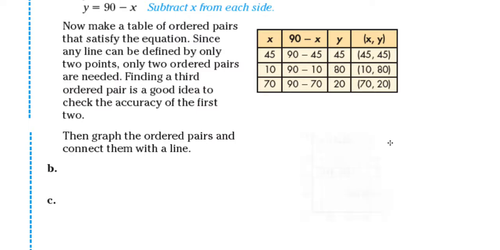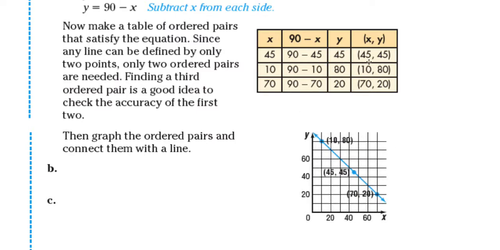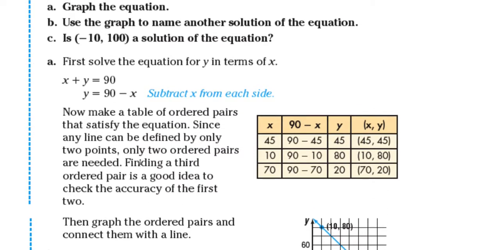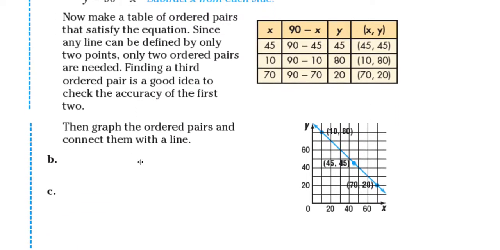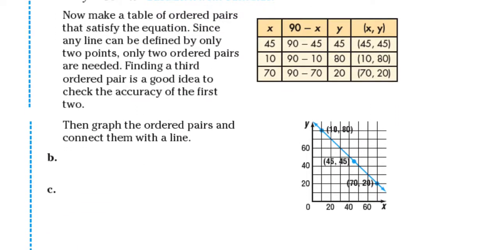Okay, so we have 45, 45 right here, 10 and 80 right there, 70 and 20, and we connect all those points. That is the graph of that equation. And letter B is asking, use the graph to name another solution to the equation. We simply want to look for another point. This point will work right over here. Any point on the line would work.